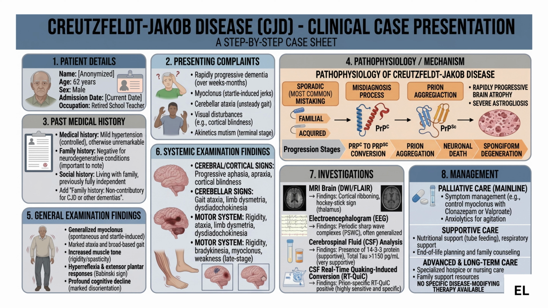Now, we move to Section 5, General Examination Findings. During general examination, the patient may demonstrate generalized myoclonus, which can occur spontaneously or be triggered by external stimuli. The patient also displays marked ataxia and an unsteady gait. This is due to degeneration of cerebellar structures that normally coordinate movement.